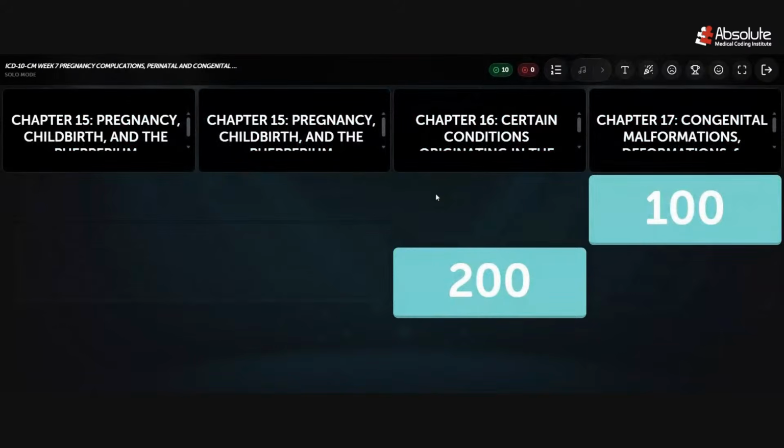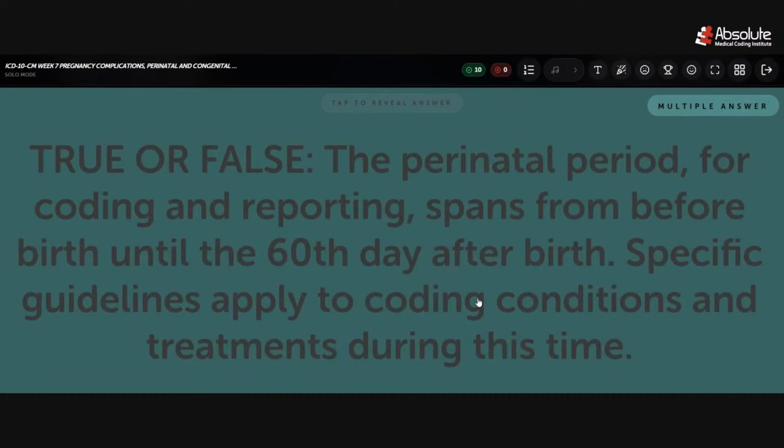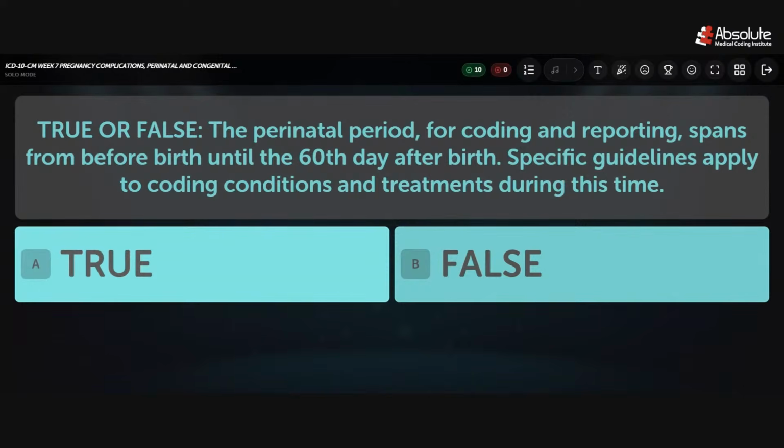All right, we just got a couple left and then we'll move on to our in-depth scenarios. You guys are doing an amazing job. No surprise there. Let's close out our chapter 16 for 200. As always, true or false: the perinatal period for coding and reporting spans from before birth until the 60th day after birth. Specific guidelines apply to coding conditions and treatments during this time. So when we think of the perinatal period, what do we think about this statement? Is this going to be true or false? Let me know in the chat.